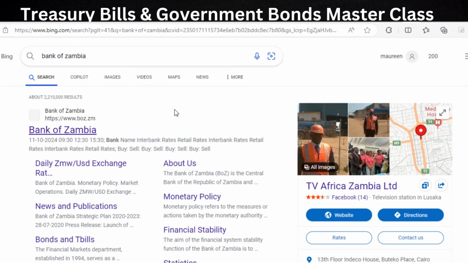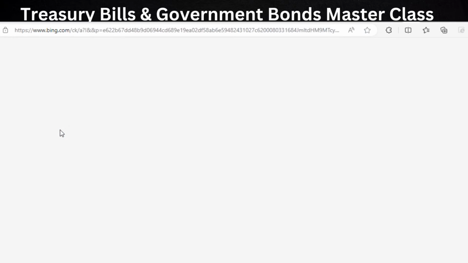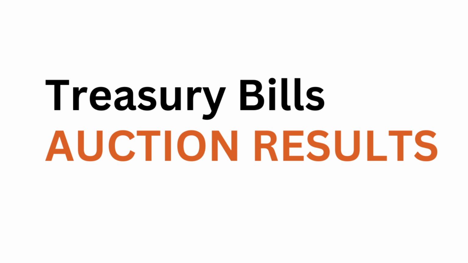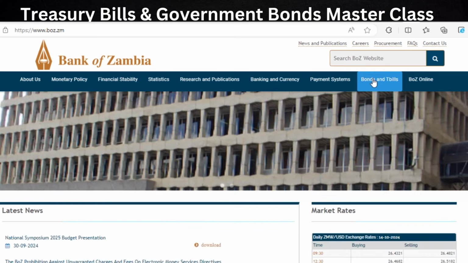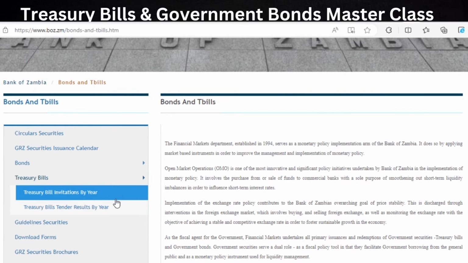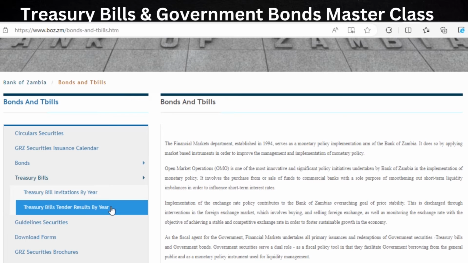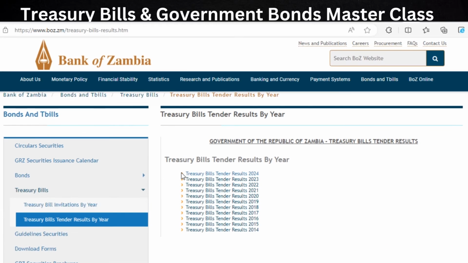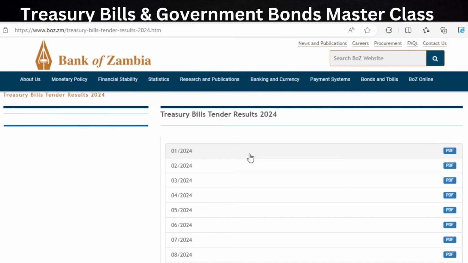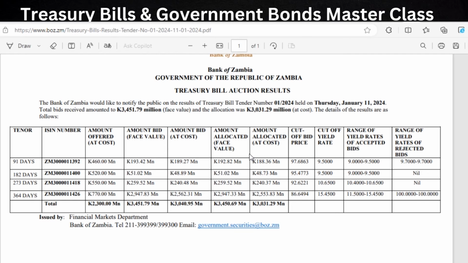Let's go to the Bank of Zambia website so that we can just look at the auction results for the treasury bills. So of course you have to go to bonds and T-bills, then treasury bills, then treasury bills tender results by year. This is what we are looking for. These are the results. I'm going to share this in the WhatsApp group so that you can just look at it.